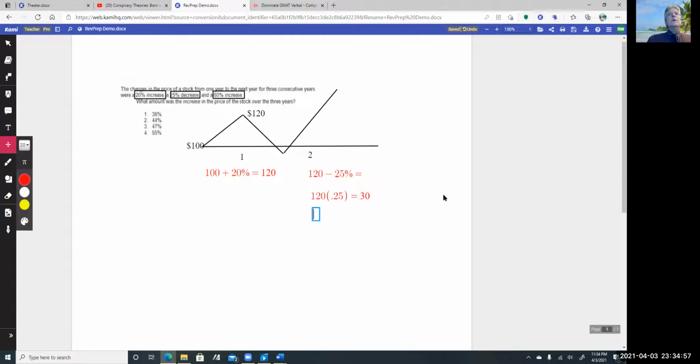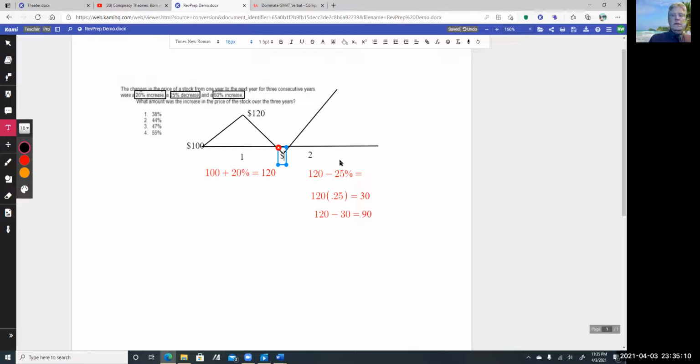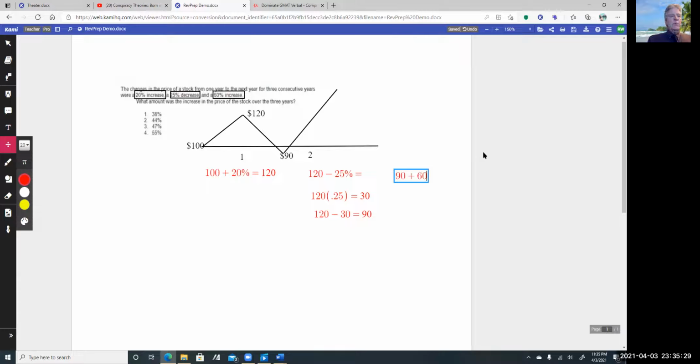And that's going to be 120 minus 30, which is going to give us $90. So right here is going to be $90. All right, our final point is going to be up here. Now our new baseline is $90. So let's go ahead and put that in here. So we're going to have $90, and this time we're going to add 60%.